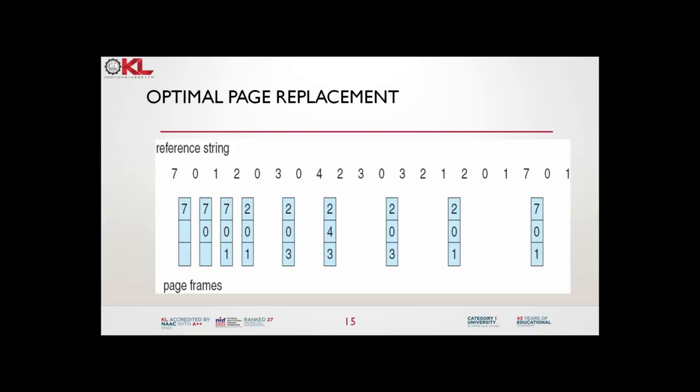Now when I want to store my new page called 2 into my frame, first I verify whether this 2 is already there in my frame or not. I verified: 7, 0, 1 does not match the new page 2. I have to replace this because my operating system needs this page. So I have to replace some frame from my memory with page 2. Now the question is which frame you are going to replace.